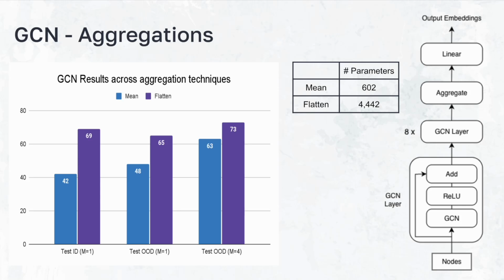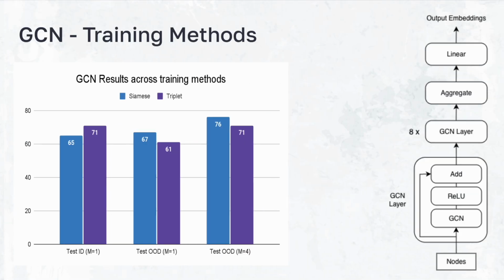Now there are different aggregation techniques that you could use. One would be to mean all the node embeddings, and one would be to flatten them. Now flatten of course has a lot more parameters, majority of which being in the linear layer, and as you can see from the results, flatten tends to perform a lot better.